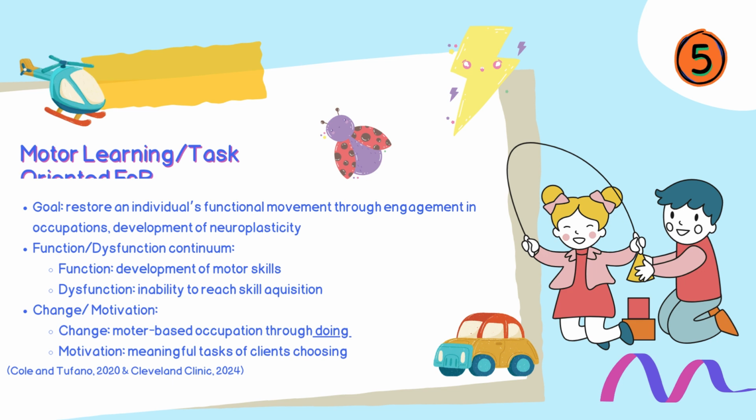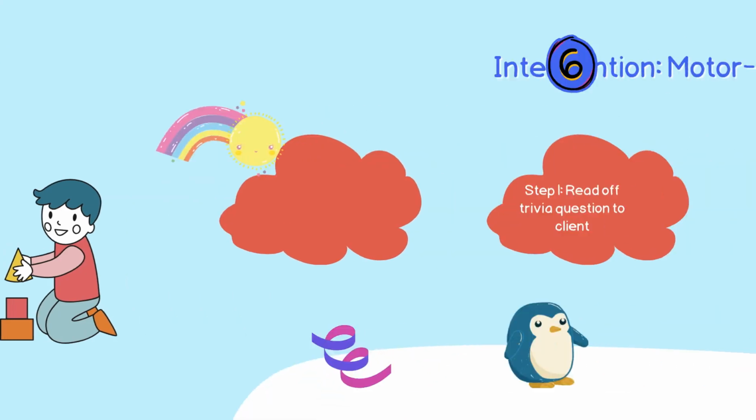Function is present when individuals are able to develop motor skills, and these skills then become automatic, whereas dysfunction occurs when individuals are not able to reach skill acquisition and have to break down motor movements into smaller fragments. Change is promoted through motor-based occupation through doing, whereas for motivation, meaningful tasks of the client's own choosing provide the greatest motivation for repeated efforts to recover and refine scaled voluntary movements in clients with acquired motor impairments.